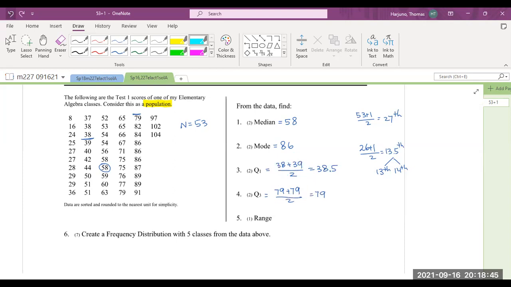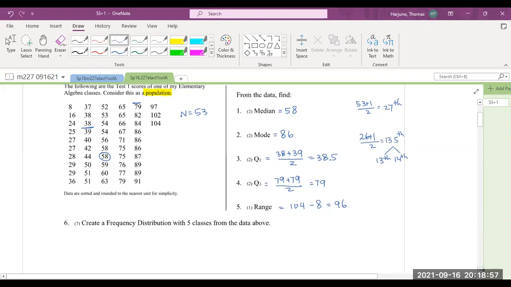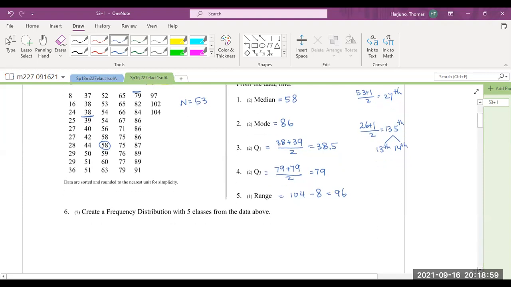Now the range will be 104 minus 8, that will be 96. Now construct a frequency distribution with 5 classes from the data above. So the class width will be 96 over 5. We always round up. That is 19.2, and when we round up, that will be 20. We don't do regular rounding, we always round up.